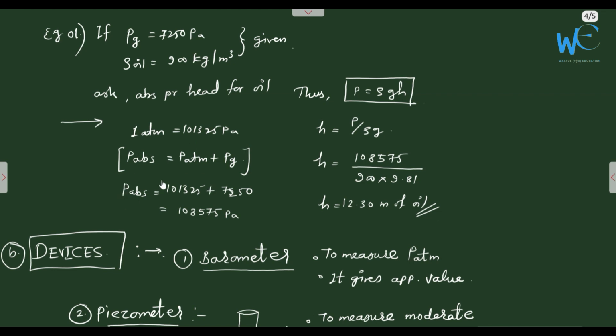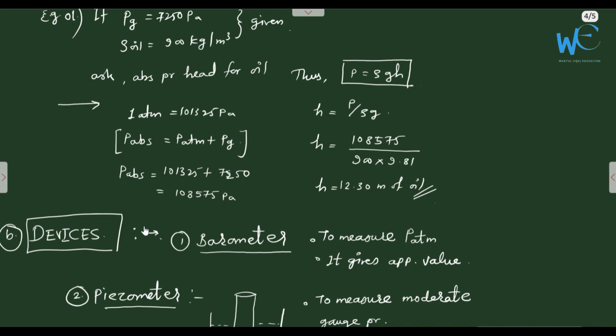Then I put all values and get absolute pressure, which is 108,575 Pascal. Then if I use the formula P is equal to rho gh and reshuffle it, I get height. After using absolute pressure, I get absolute pressure head, which comes out to be 12.30 meter of oil, right?